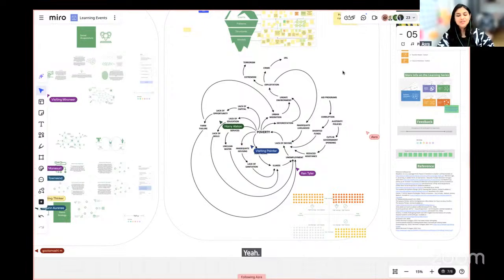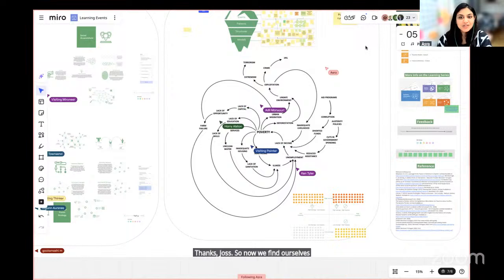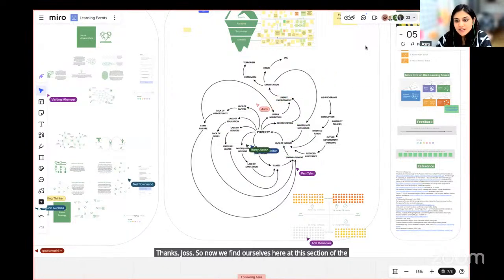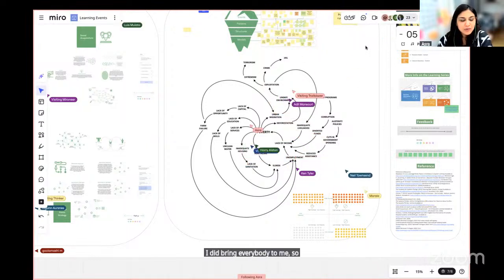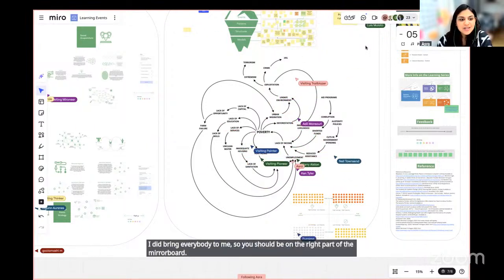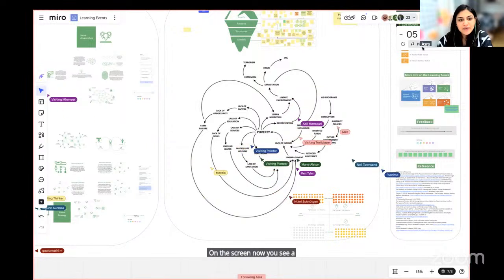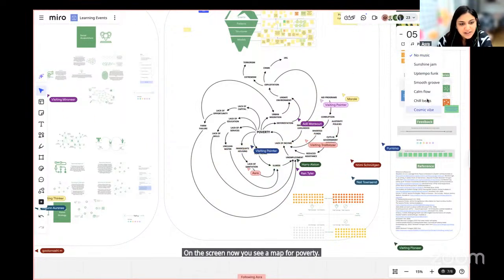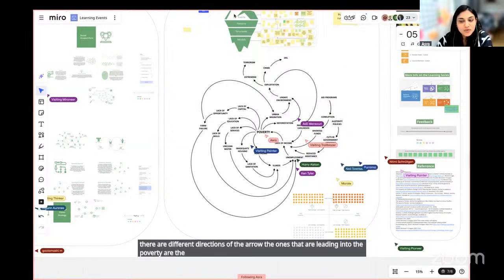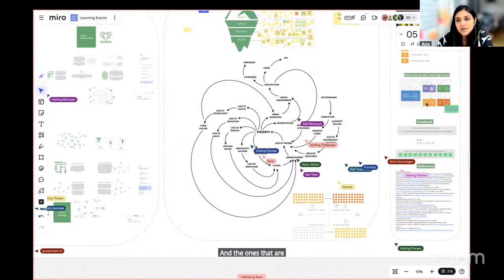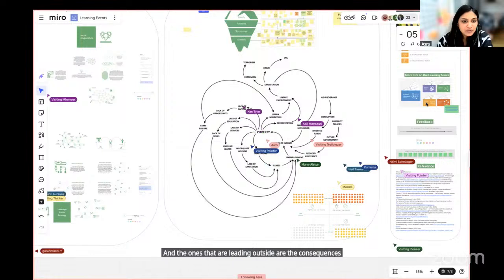Okay. Thanks, Joss. So now we find ourselves at this section of the workshop. On the screen, I did bring everybody to me, so you should be on the right part of the Miro board. On the screen now, you see a map for poverty. There are different directions of the arrow. The ones leading into the poverty are the inputs for the poverty. And the ones leading outside are the consequences because of the situation of poverty.